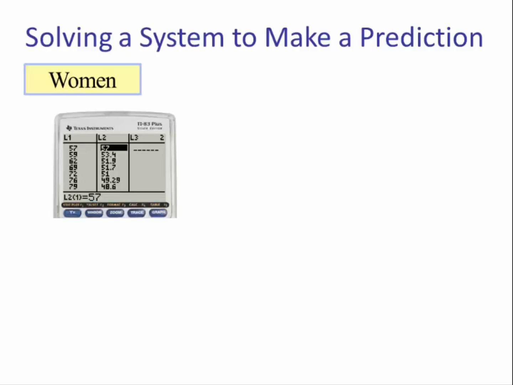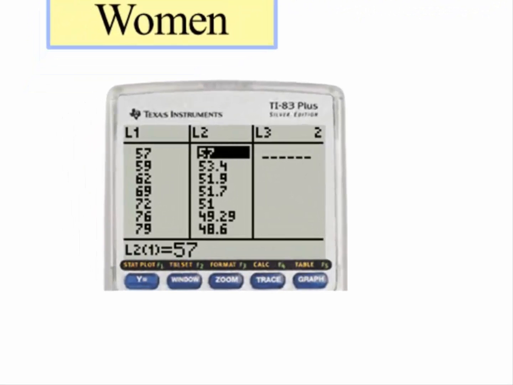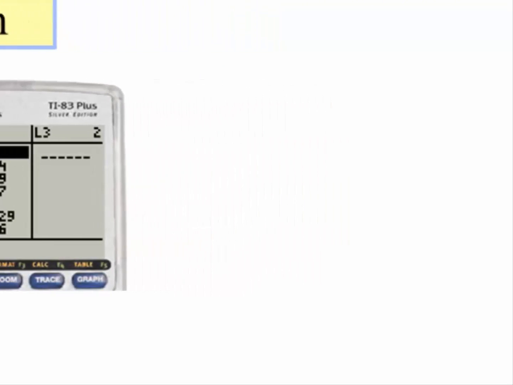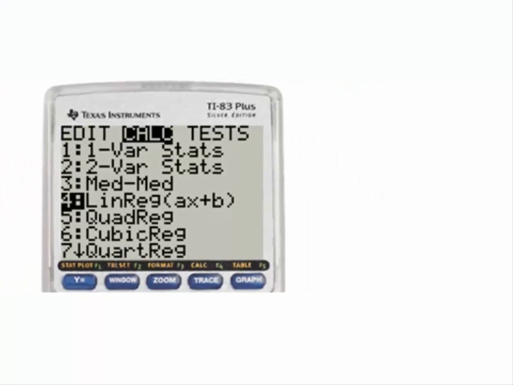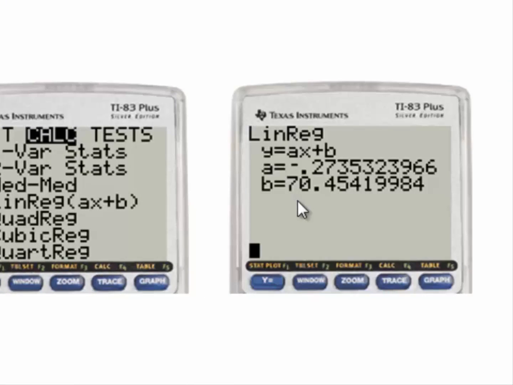For women, our first step is to put the data in List 1 and List 2. Once the data is in, we hit Stat, right arrow, number 4, which is linear regression, and we have the line of best fit, where the slope is negative 2.7 and the y-intercept is 70.45.